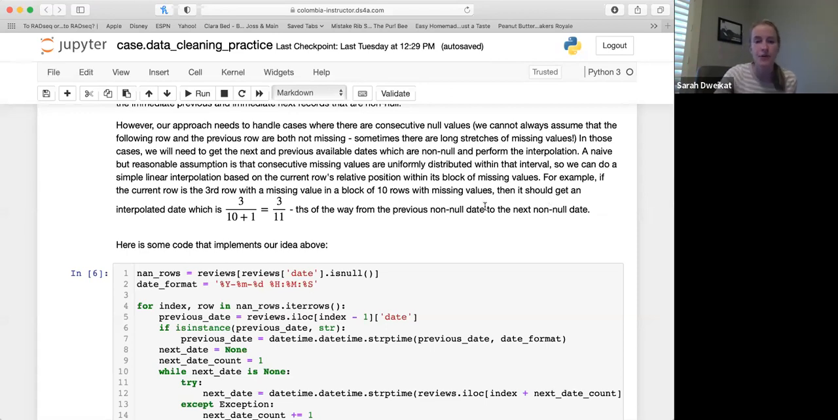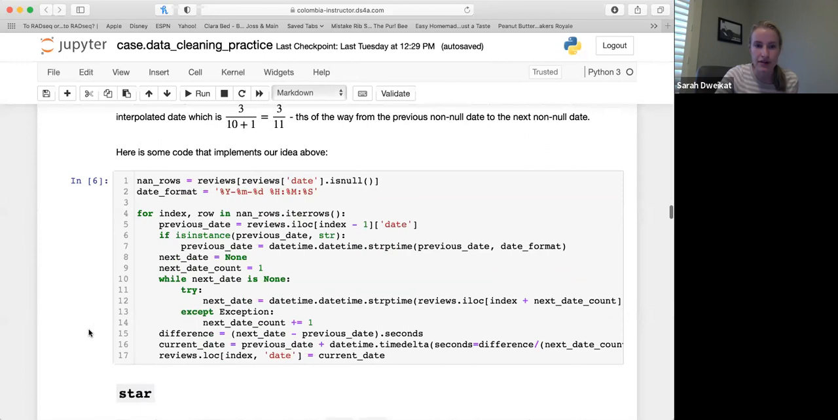So the way that we're going to do this is that we first want to make a new variable from reviews, because remember, we're working with the date column from our reviews data set. We want to make a new variable that has only the null values. Anything that's missing, we're going to put in this, named NaN rows. So we're just taking the rows from that data set that are missing, and we need to define our date format. What is the format for our date column? It's year, month, date, and then hour, minute, and second.